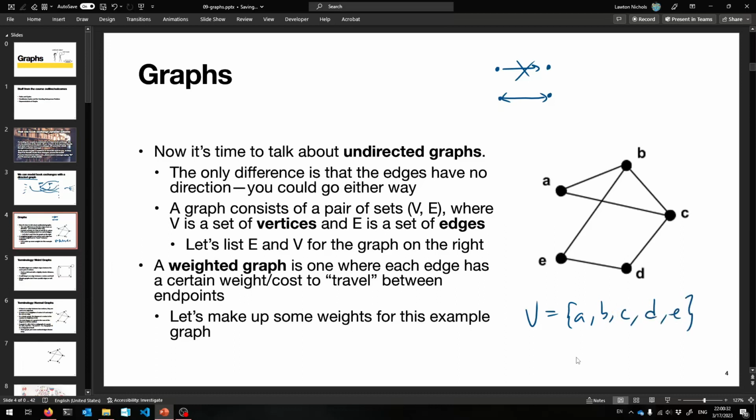And so that's one set. And then you have a set of edges, which says, all right, what are the links between the vertices? Which ones exist? Like some don't, right? This one doesn't exist. But others do, like this one's here. So there's a way to get in between those places.